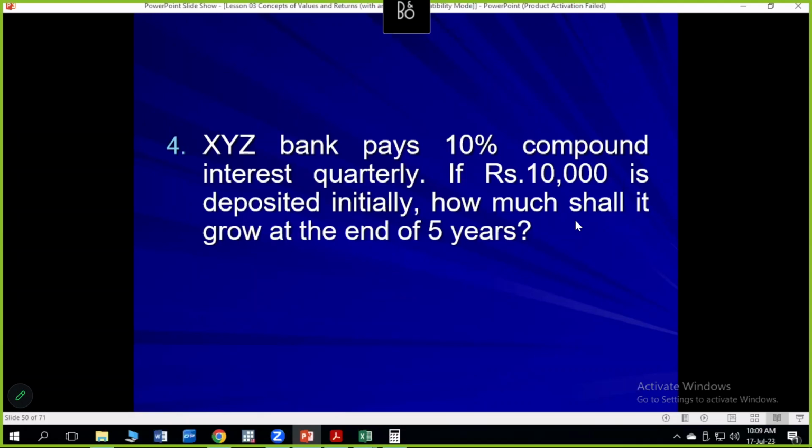So this is multi-period compounding. Anyway, you can answer it simply. We don't learn this concept in your syllabus, but you can simply answer it. So the answer is 16,386. So how can you obtain this answer?